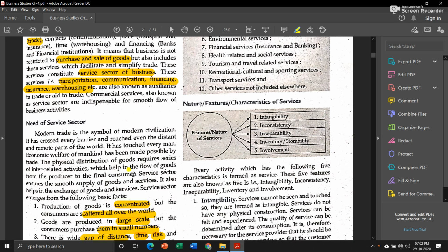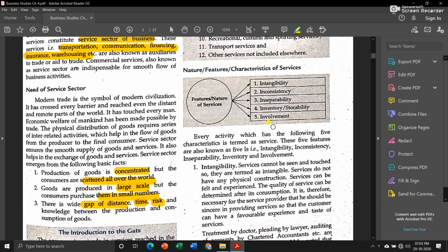Now let us see the nature, features or characteristics of services. Every activity which has the following 5 characteristics is termed as a service. These 5 features are also known as the 5 I's: intangibility, inconsistency, inseparability, inventory, and involvement. If in the exam they ask what the 5 I's are, then you have to write these. Now let us see each of these I's in detail.